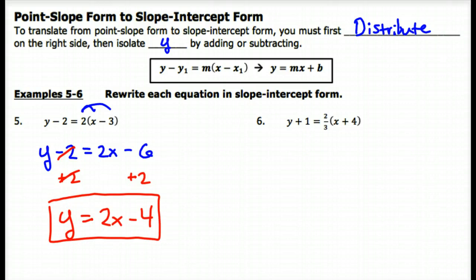Again, these are the exact same line, okay? These 2 equations here are referring to the exact same line. It's just that this one up here is in point-slope form. This one down here is in slope-intercept form.